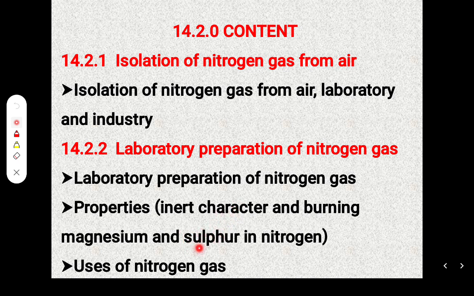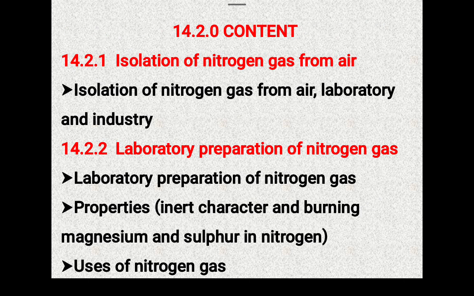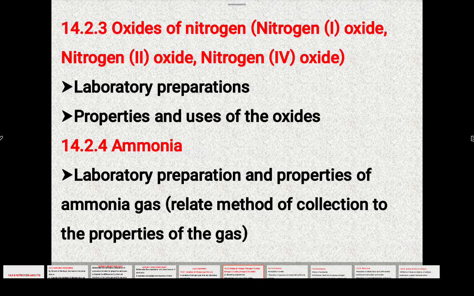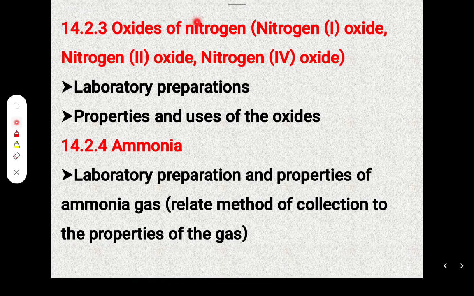And then we look at uses of nitrogen gas. And then we move on to look at oxides of nitrogen, such as nitrogen 1 oxide, nitrogen 2 oxide, and nitrogen 4 oxide, and the preparations of each one of them. We shall also look at the properties and uses of these oxides.